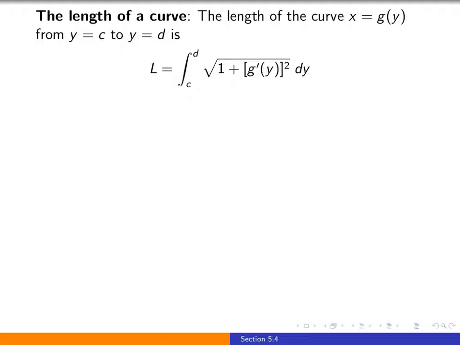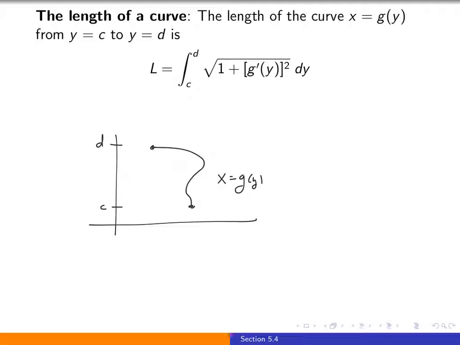Something else worth noting is that sometimes it's easier to think of something in terms of a function of y instead of a function of x. So if it's a function of y, it's the exact same idea. So you have some curve x equals g of y, and you're varying from y values c to d, then the corresponding definite integral formula is exactly the same. It's just a g prime of y in here instead of an f prime of x.